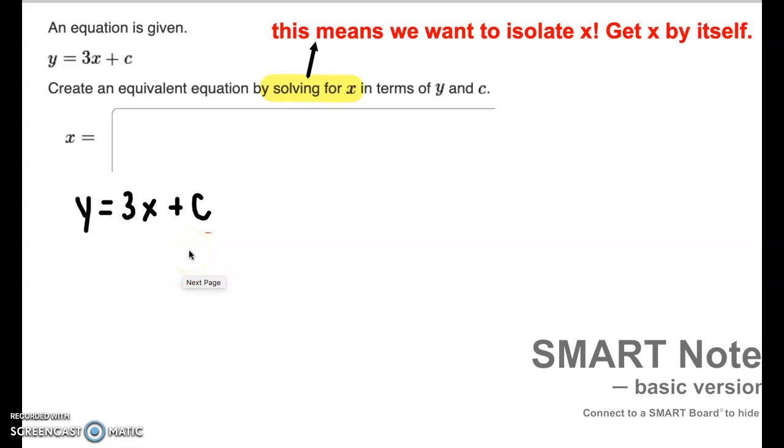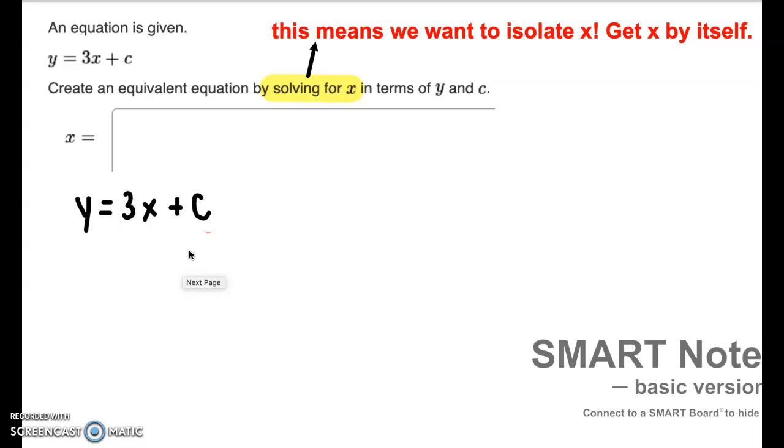All right, this question says an equation is given, y equals 3x plus c. Create an equivalent equation by solving for x in terms of y and c. So this equation here, y equals 3x plus c, is what we call a literal equation because it has multiple variables. Here, the directions tell us exactly what they want us to do.